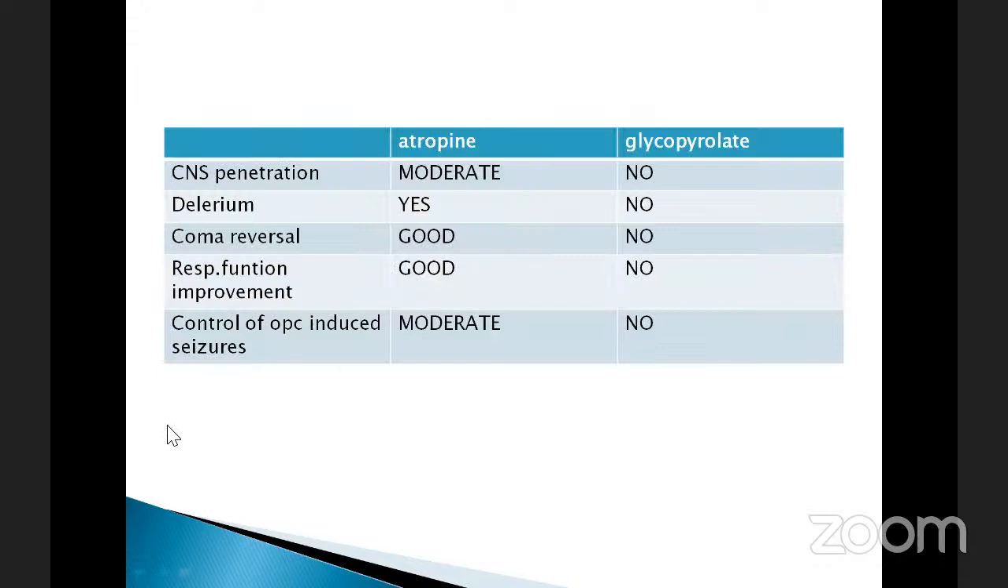This table shows the effects of atropine and glycopyrrolate, including CNS effects like CNS penetration, delirium, and coma reversal. Respiratory function improvement is also good with atropine. And control of OP poisoning-induced seizures is also better with atropine compared to glycopyrrolate.